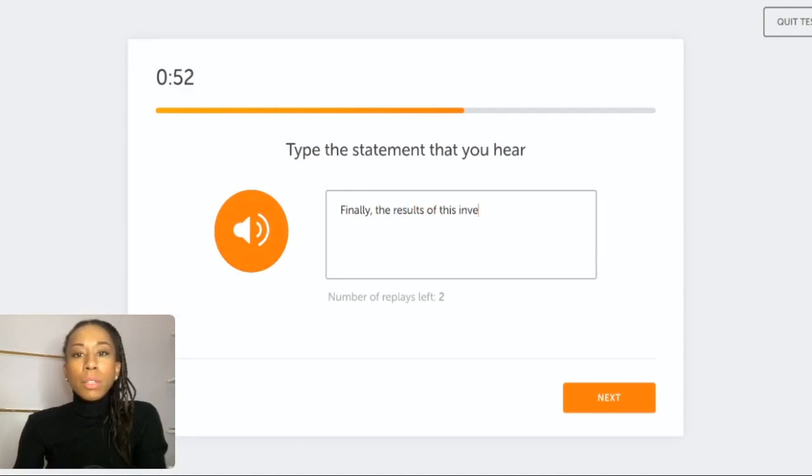Results of this investigation were published in a scientific magazine.